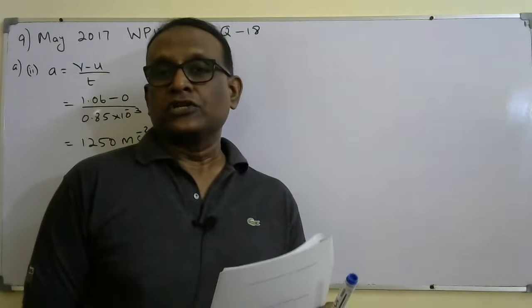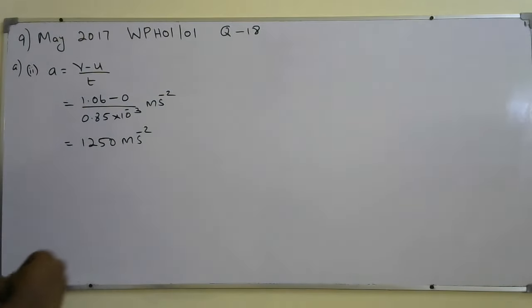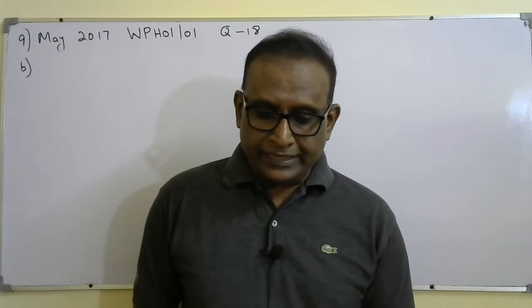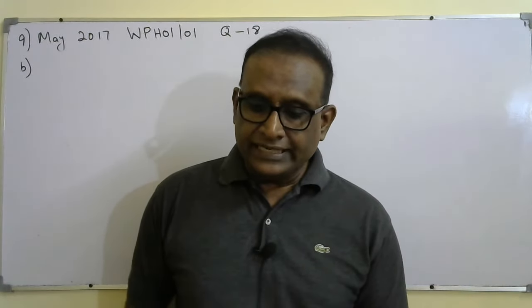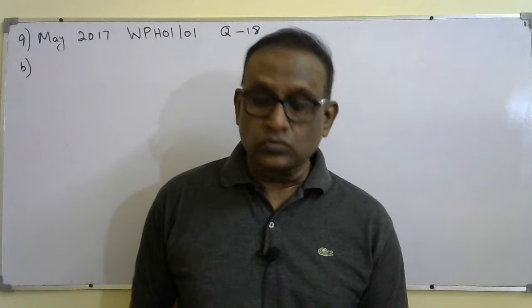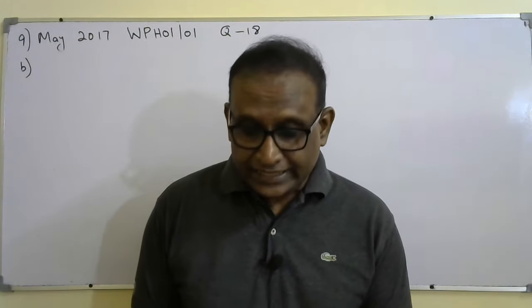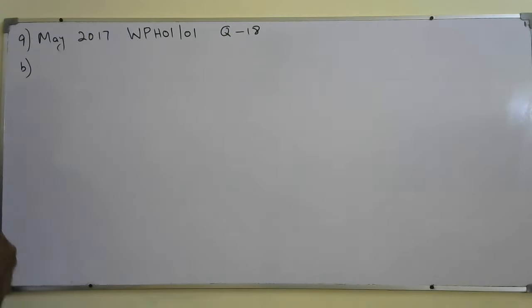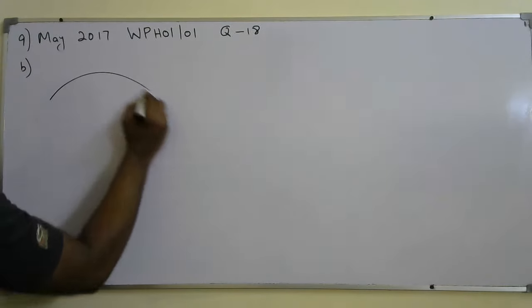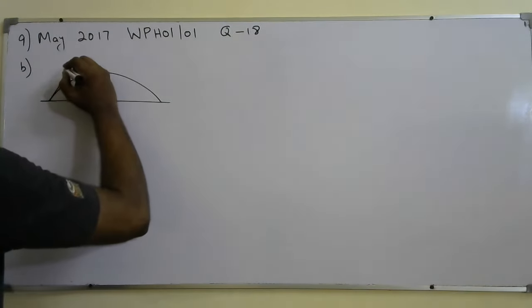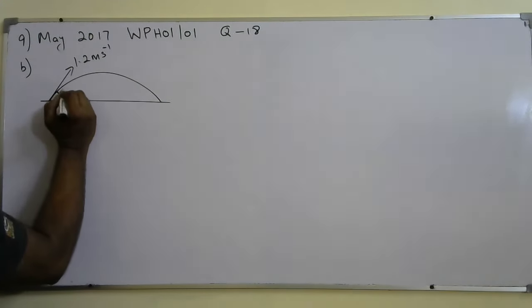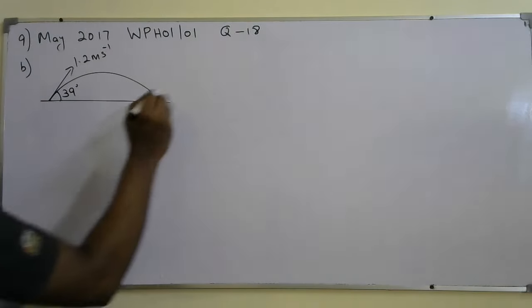Now the B part includes a projectile motion. The measurements were repeated with many fleas. The average initial velocity of the fleas at takeoff was 1.2 meter per second at 39 degrees to the horizontal. Calculate the average horizontal distance moved. So this is the projectile motion. If you draw the diagram for projectile motion, the initial average speed is 1.2 meter per second at an angle of 39 degrees. When we consider the whole motion, they asked to find the range. That's the question we need to answer. What is the range of it?